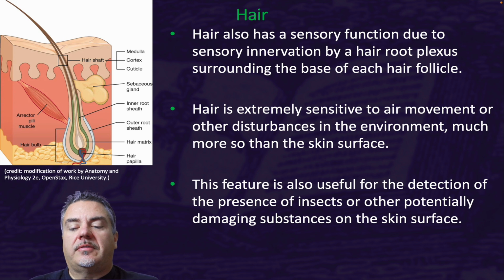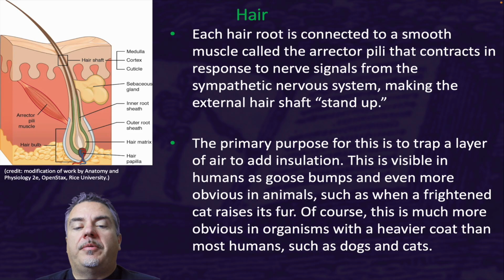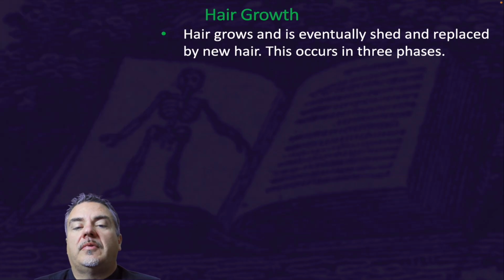Each hair root is connected to a smooth muscle called the erector pili that contracts in response to nerve signals from the sympathetic nervous system, making the external hair shaft stand up. The primary purpose for this is to trap a layer of air to add insulation. This is visible in humans as goosebumps, and even more obvious in animals, such as when a frightened cat raises its fur. Of course, this is much more obvious in organisms with a heavier coat than most humans, such as dogs and cats. Hair grows and is eventually shed and replaced by new hair.